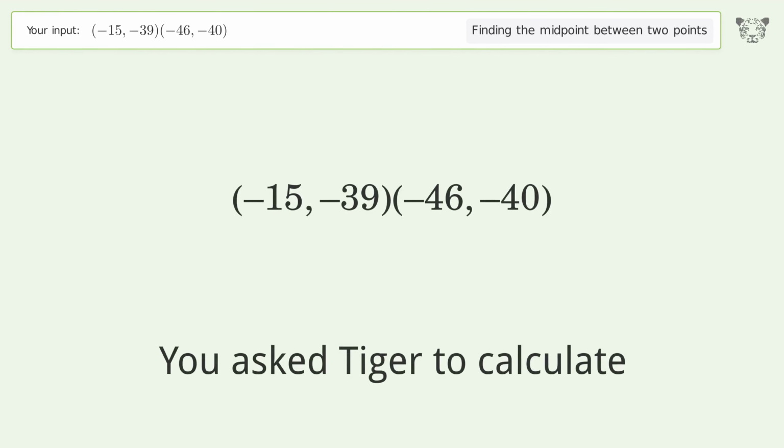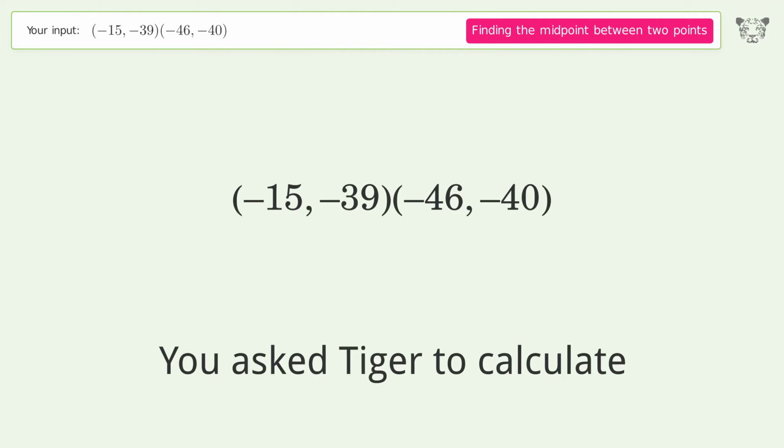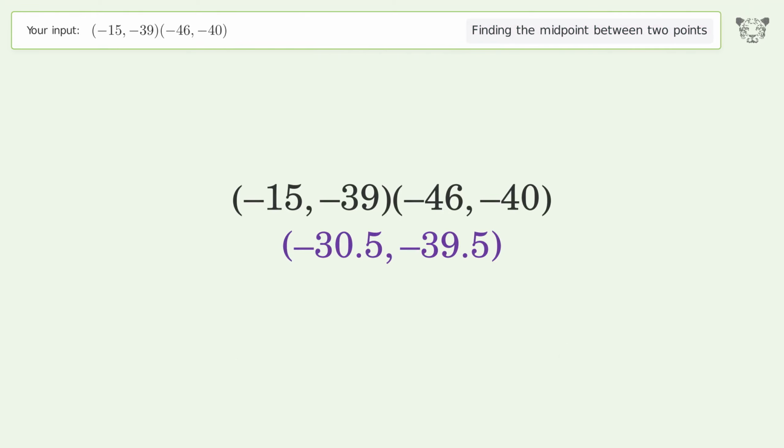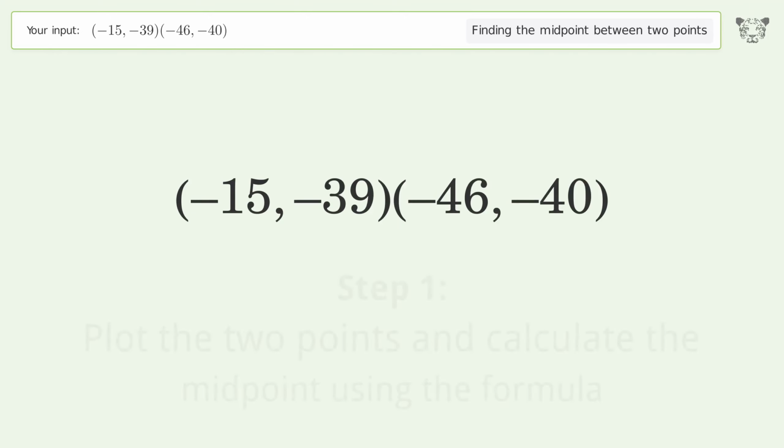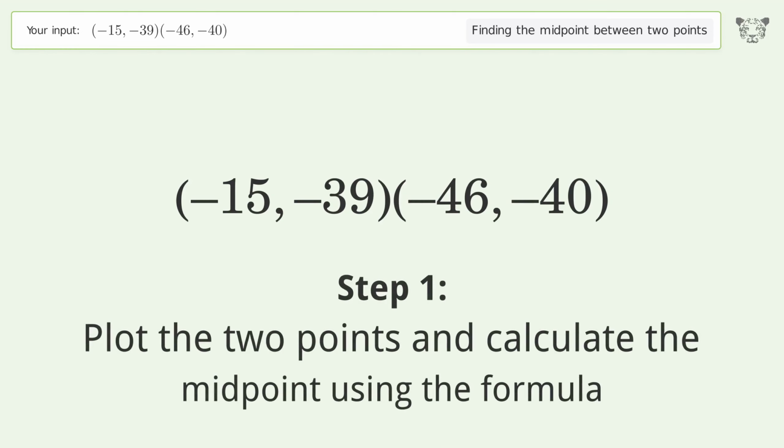You ask Tiger to calculate. This deals with finding the midpoint between 2 points. The midpoint between the 2 points is -30.5, -39.5. Let's solve it step by step. Plot the 2 points and calculate the midpoint using the formula.